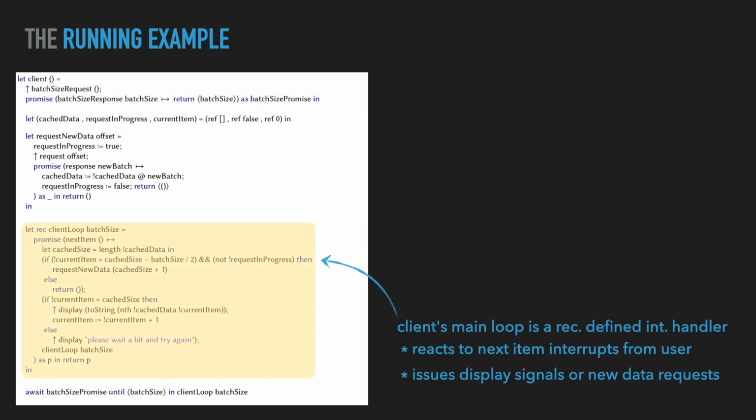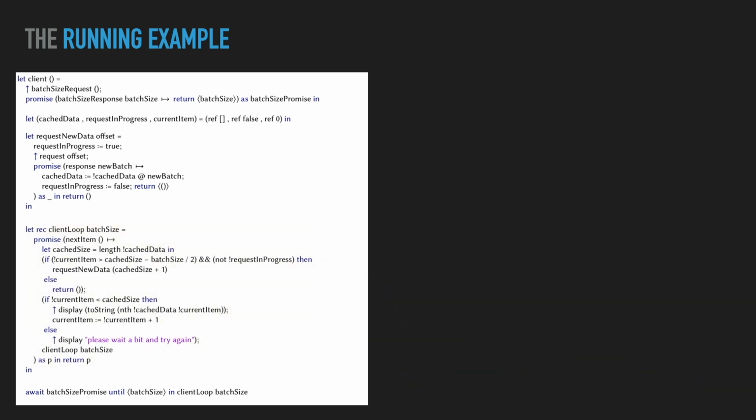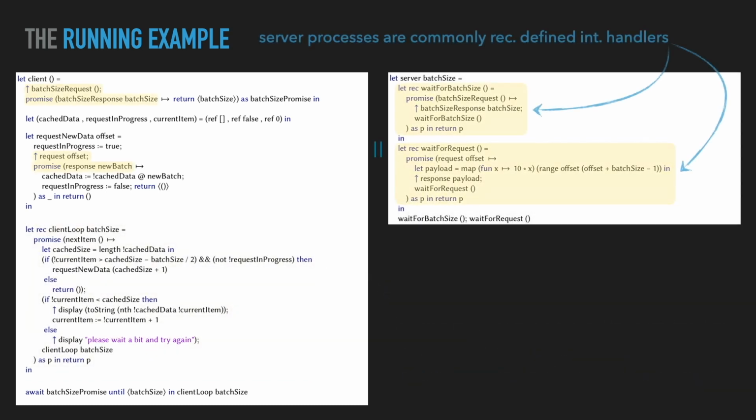Meanwhile, the main loop of the client is given by a recursively defined interrupt handler that reacts to the next item interrupts coming from the user and turns them into display signals and new data requests. The recursive definition is needed so as to reinstall the interrupt handler after handling each of the next item interrupts. At the same time, the server process is given simply by two recursively defined interrupt handlers that react to and handle the interrupts originating from the client process. And this kind of recursively defined interrupt handler-based definition is quite common to server-like processes in our setting.